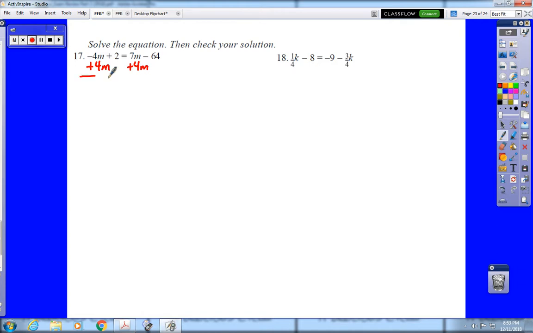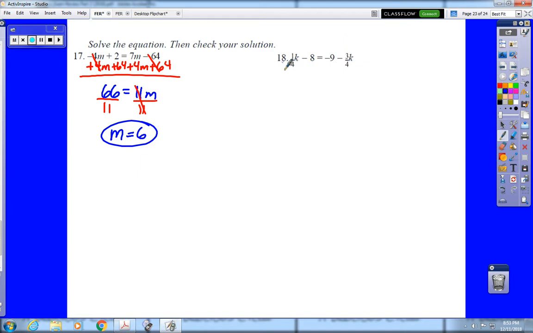We're ready to move the m's to one side and the numbers to the other. So we are going to add 4m and add 64 to each side of the equation. That will give us 66 equals 11m. And then we divide by 11. And we get m equals 6 for the answer to number 17.